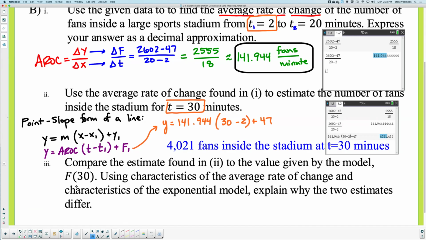Do we know what f of 30 is yet? Do we know the model f of 30? Answer is no, we don't. We know the model f, but we never solved for f of 30. This is a different estimate. So let's go find f of 30.